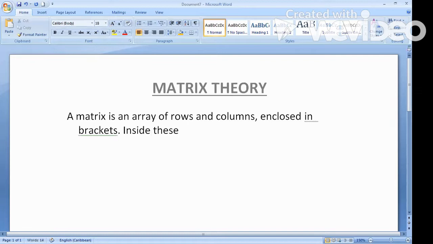These matrices are made up of what we call elements.